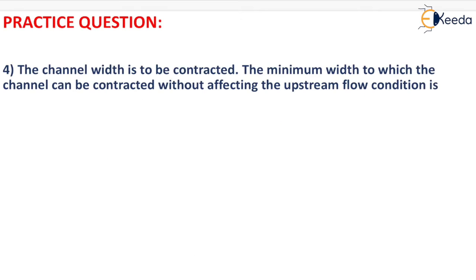The question is given as: the channel width is to be contracted; the minimum width to which the channel can be contracted without affecting the upstream flow condition is. Now we have to solve this question.